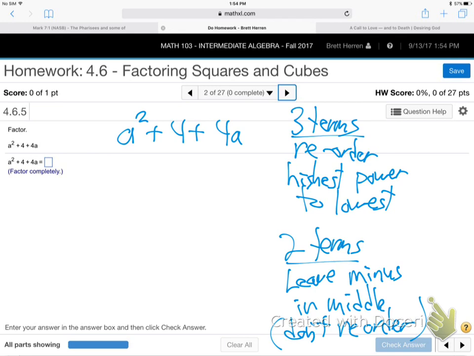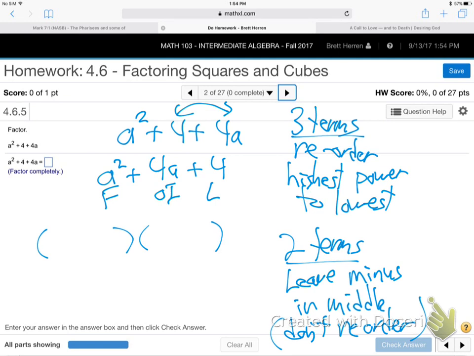All right, anyway, so I'm going to reorder, switch the order on these two. So I get a squared plus 4a plus 4. Right? All right, let's factor that thing. This is a super easy one for you guys now after all them really hard ones. So this will be an easier section.